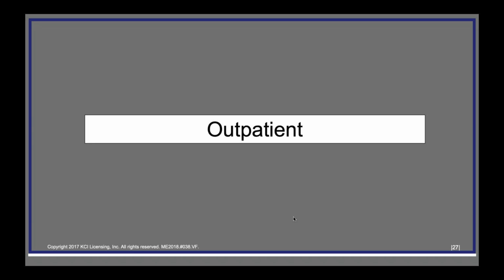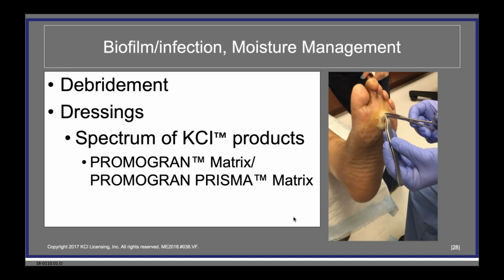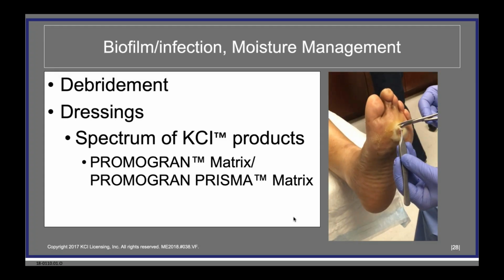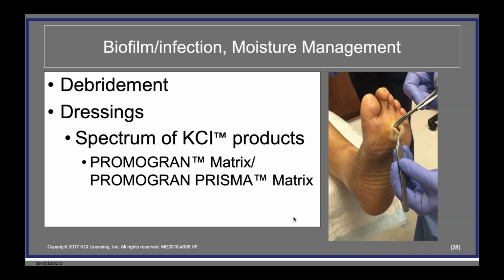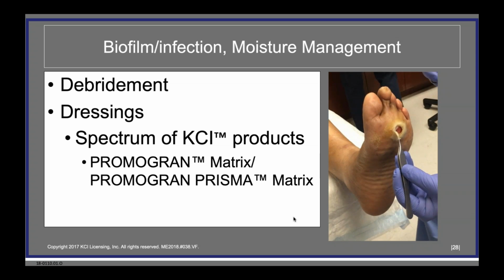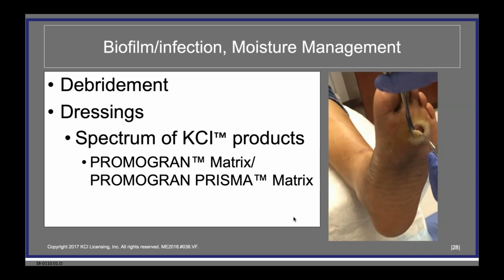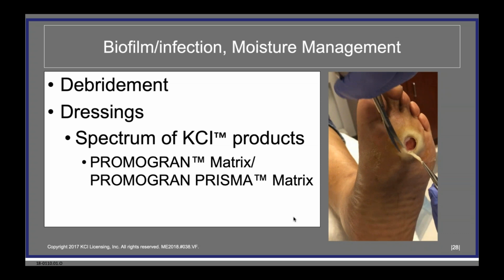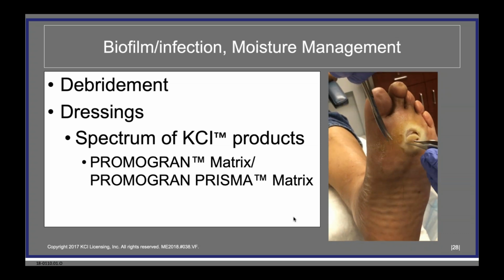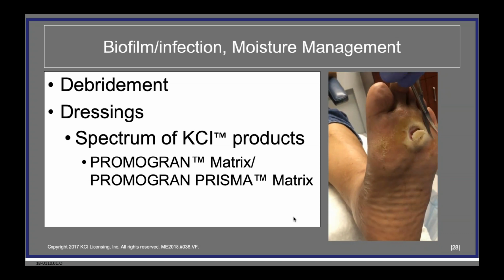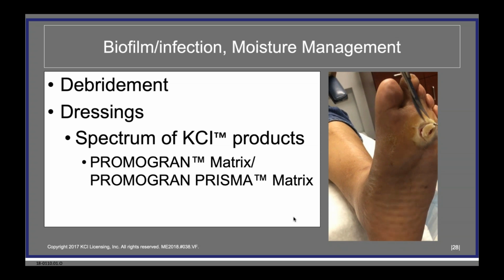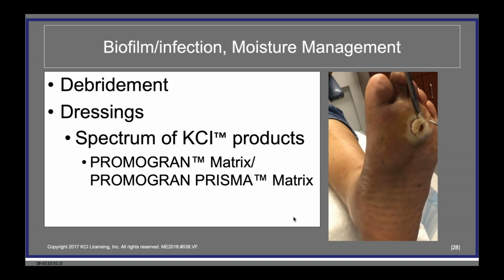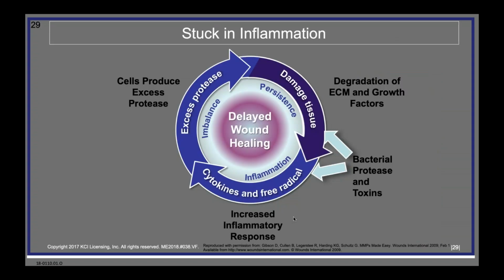So to that end, I'm going to talk about some outpatient stuff. Obviously there are some fundamentals that need to be done in the diabetic foot: offloading, debriding, just management of the wound exudate. All of those things are very important. In that spectrum of care is the spectrum of KCI products. The two things that I'm going to talk about are Permagran and Prisma. How do these things work?